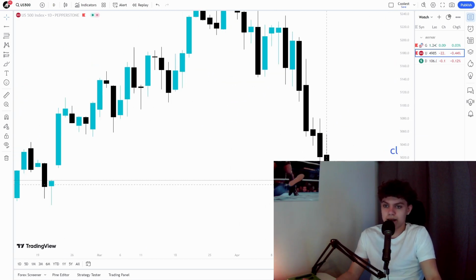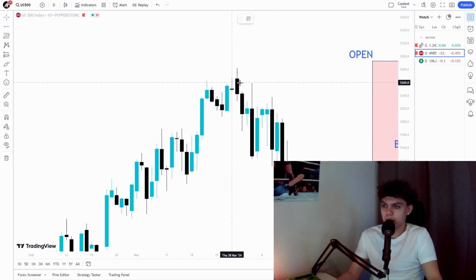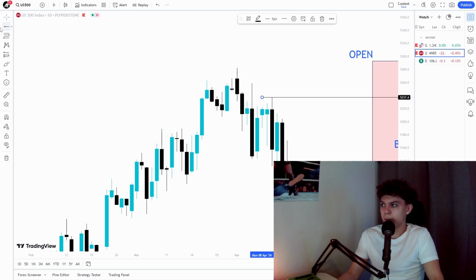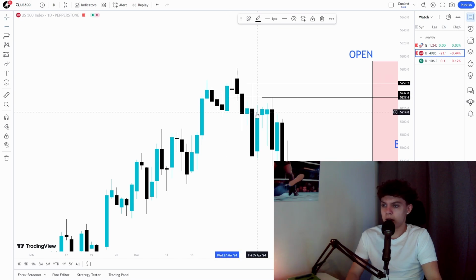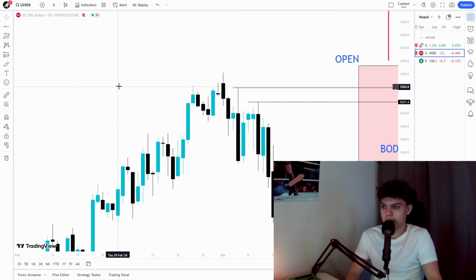I just use it as history, and I see, okay, this is a high, this is a high, liquidity, etc. Oh, this is an order block right here. Why is it an order block?